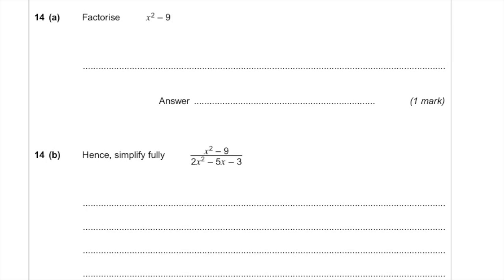Question 14, part A, factorise x squared minus 9. This is a difference of two squares, so it will factorise into a pair of double brackets, x minus 3, x plus 3.